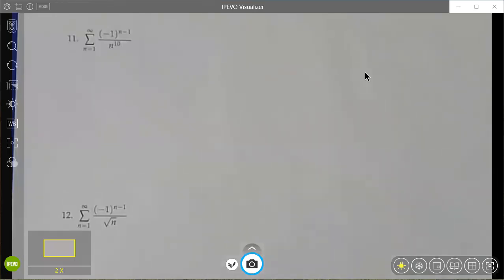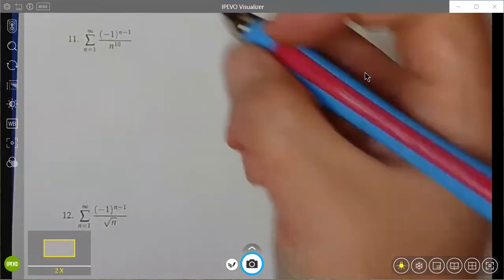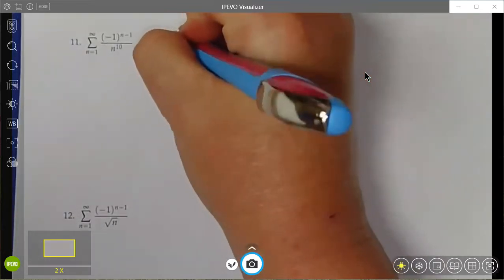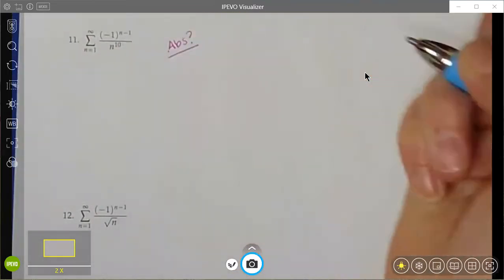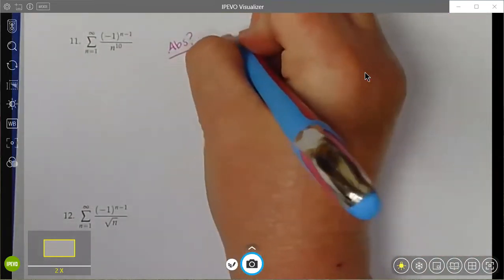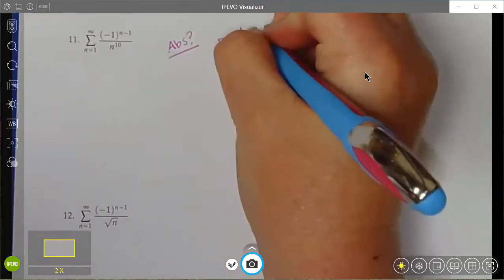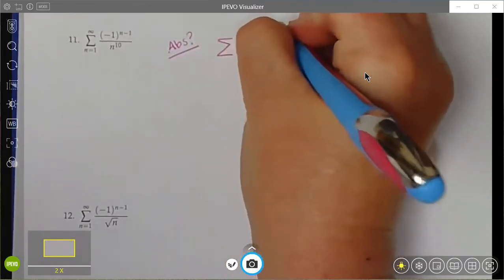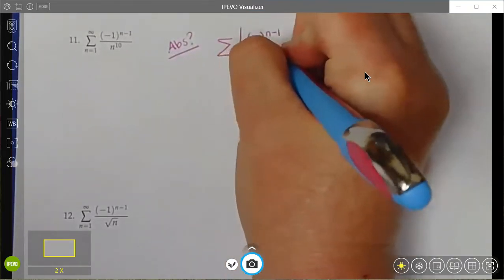Number 11, we have this sum of (-1)^(n-1) over n to the 10th. Again, we're looking for absolute convergence, conditional convergence, or divergence. The first step is to start with absolute convergence. We're going to look for that first. And so we'll take this series and do the absolute value of (-1)^(n-1) over n to the 10th.